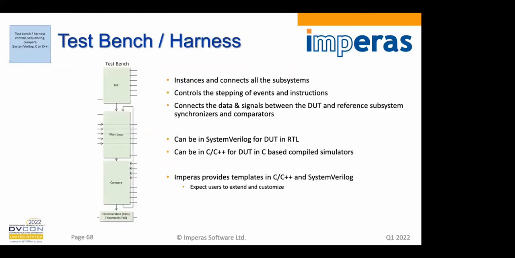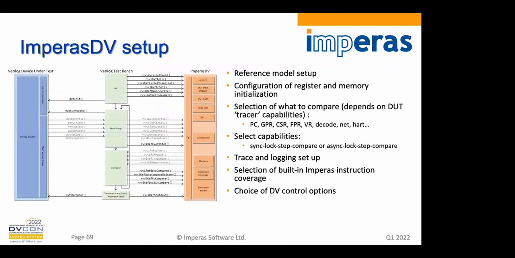The test bench harness will then sit to the left of that and connect to it. It will instance and connect everything together. It will control and step things. It will connect things from the device under test across into the reference subsystem. And again, in the Imperas solution, it can be in SystemVerilog or it can be C or C++ in there. We provide, again, templates of the test bench of how it connects things together. We'd expect people to make use of those and extend it.